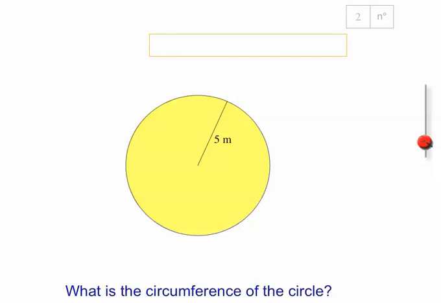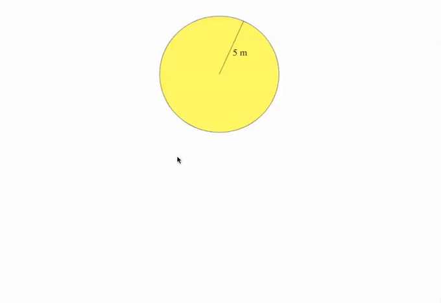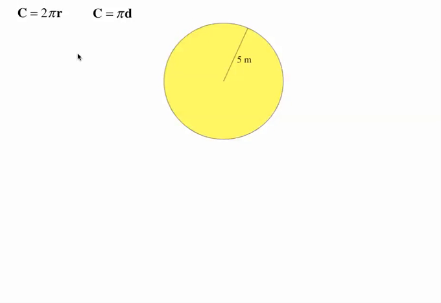So what I'm going to do is use my formula, and that is circumference is 2 pi r. Or I could use circumference as pi times diameter. It's the same thing, right? Because diameter is twice the radius. So it's really the same formula.